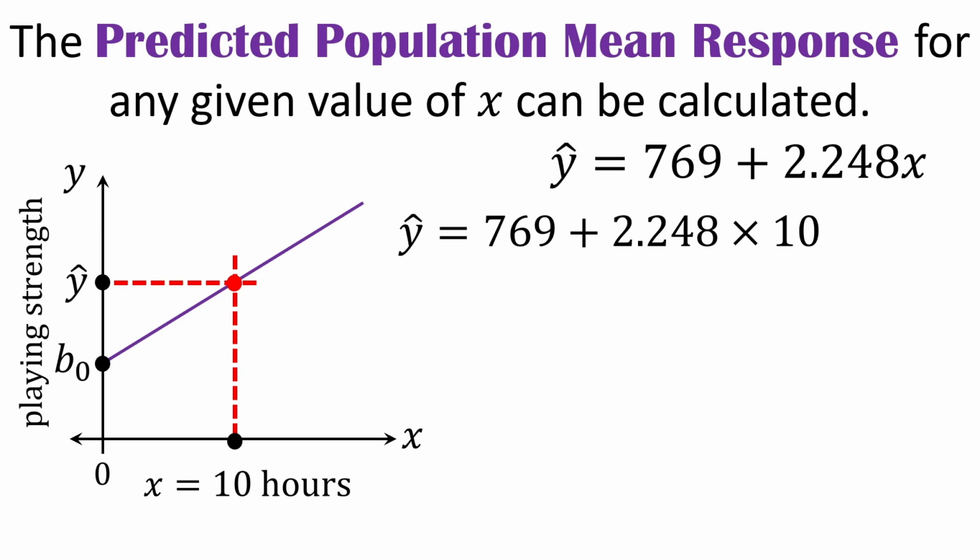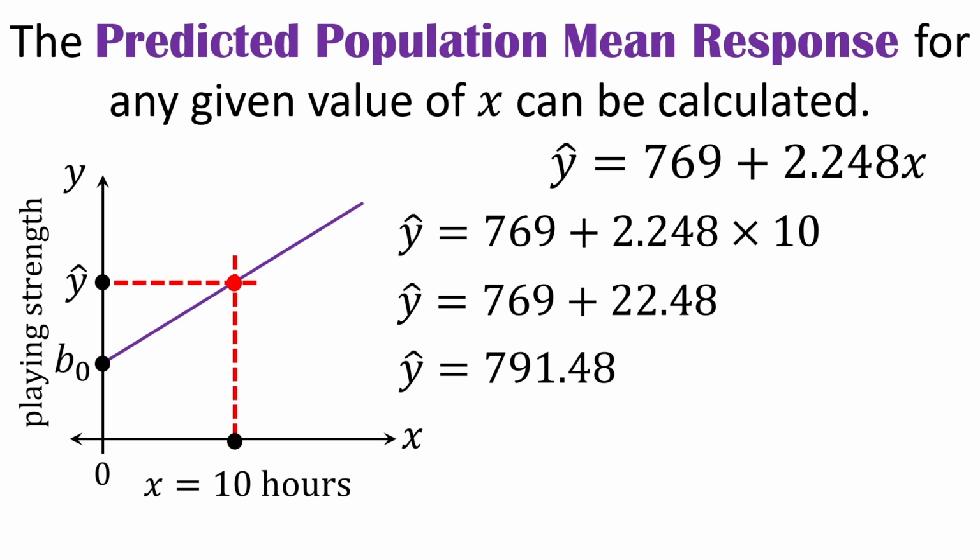So y hat equals, we have an intercept, 769. We have a slope, 2.248. And you see x has been replaced by 10 hours. Multiplying 10 hours by the slope and then adding those numbers together gives us our predicted value. Now, it's important to realize that this y hat is a predicted population mean response. It's the predicted response that we should see on average for students who use the chess training program for 10 hours.